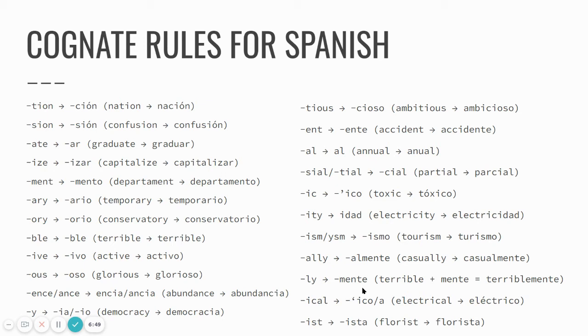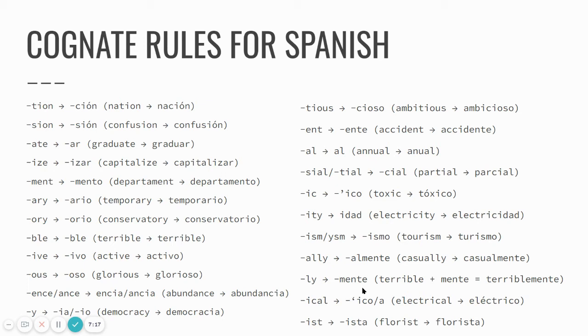ARY becomes ARIO. ORY becomes ORIO. BLE kind of just stays BLE. Not much of a change there. The pronunciation is what changed. So if you look at the example, terrible in English is terrible in Español. IVE becomes IVO. OUS becomes OSO.